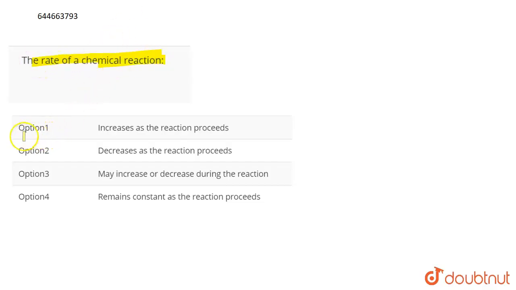The question is: the rate of a chemical reaction. You're given four options. The first is it increases as the reaction proceeds. The second is it decreases as the reaction proceeds. Third is it may increase or decrease during the reaction. And fourth is that it remains constant as the reaction proceeds.